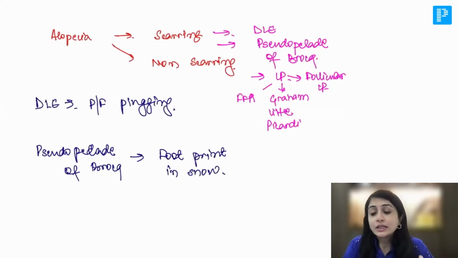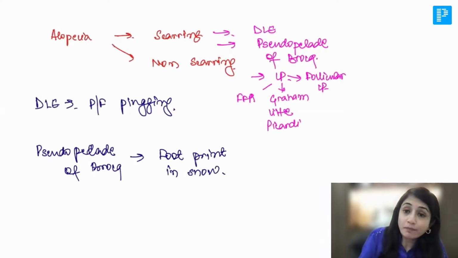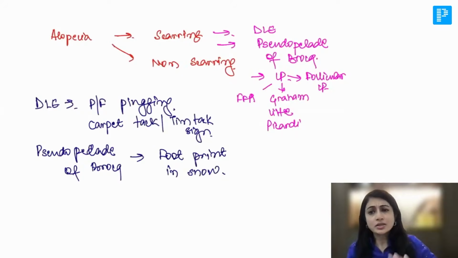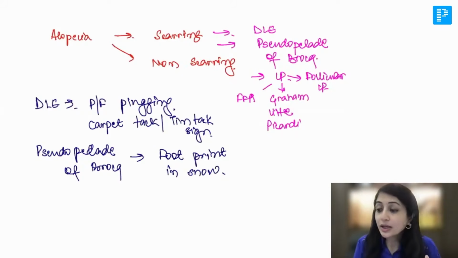But what sign is associated with DLE? With DLE, we have perifollicular plugging, which is called carpet tack sign or tin tack sign. Carpet tack sign or tin tack sign is associated with DLE, right? So this is broadly what you're asked about scarring alopecia.